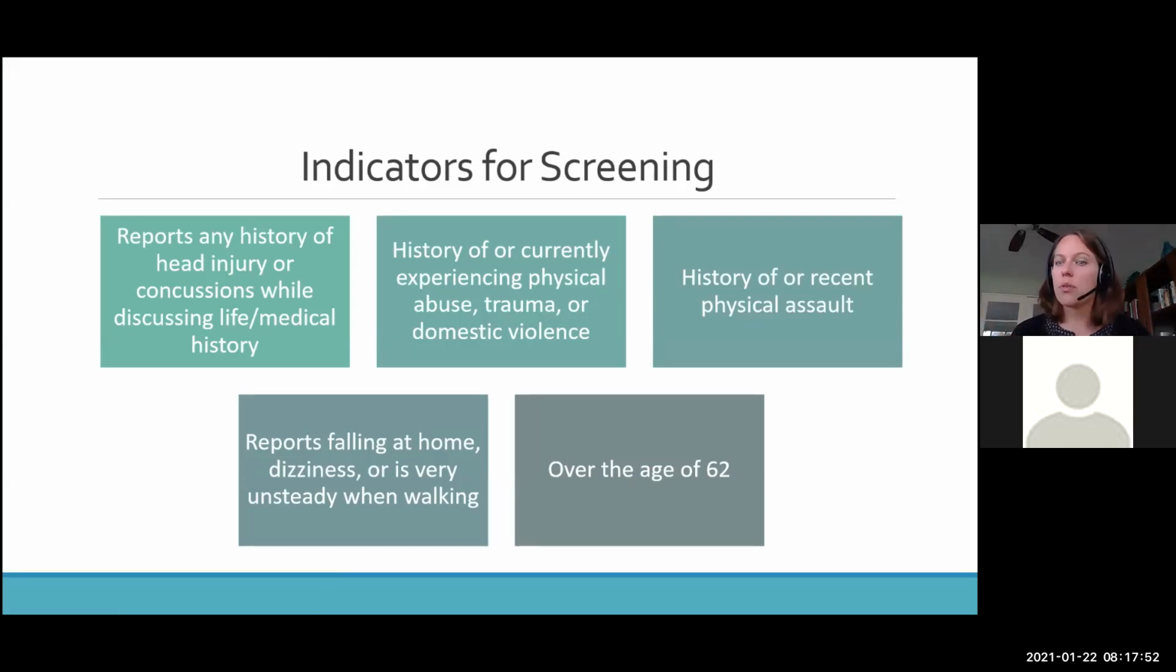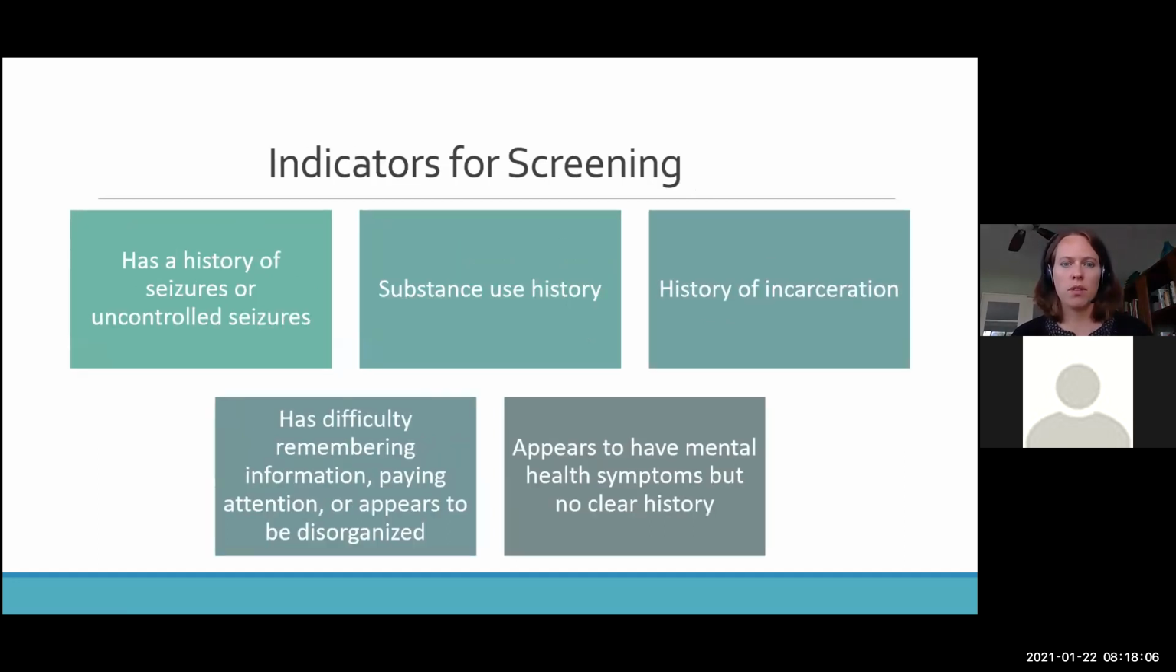Again, I'm not going to read through all of these. They're definitely available in the handout and in the previous webinar. There are definitely some things to consider if perhaps you can't screen everyone who comes through your service or agency. Here are some things to look for that might indicate a need to screen. And again, a lot of these indicators have to do with falling into certain groups of folks or having certain symptoms.